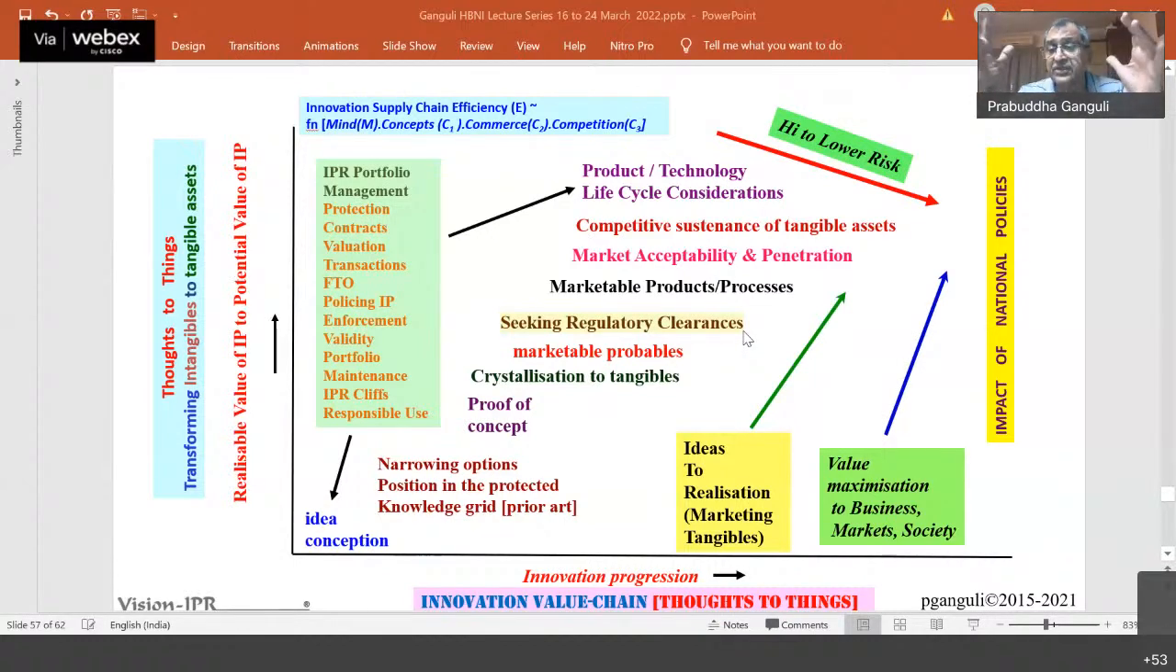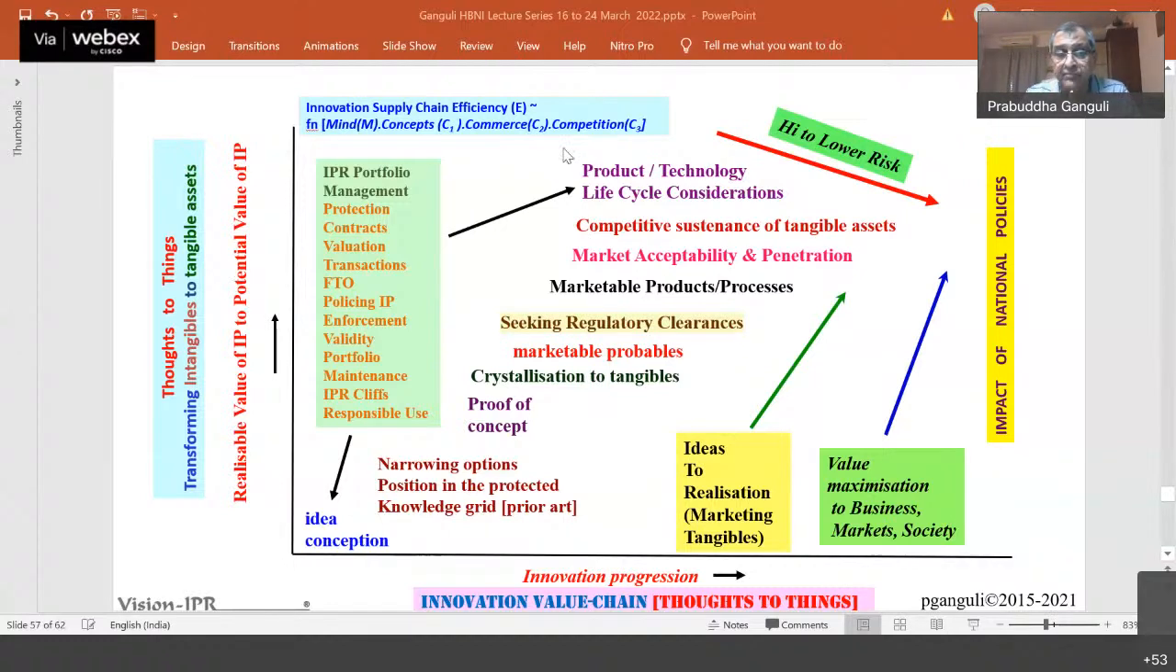And why am I doing all this? Because from ideas to realization, there's a value addition. Value maximization to business, there's a value addition. And as this goes up in this direction, the risk to the business comes down. That's why you get a higher value. So this is the whole issue of management of technology and commerce. How do you do technology and commerce management? This is how you do it.